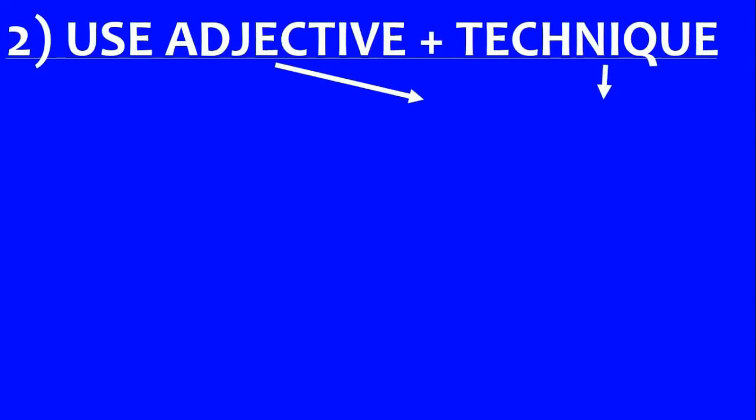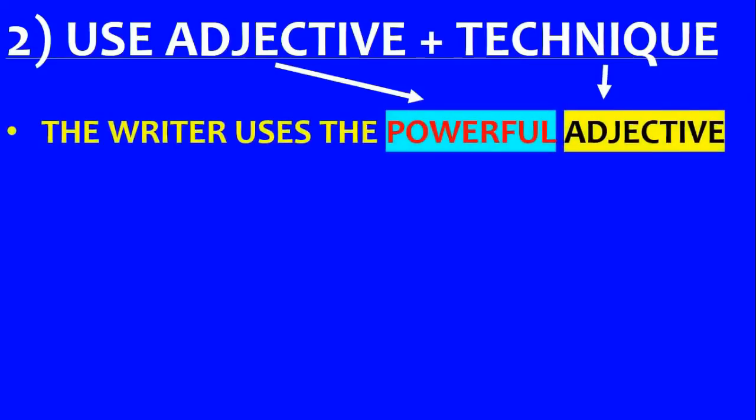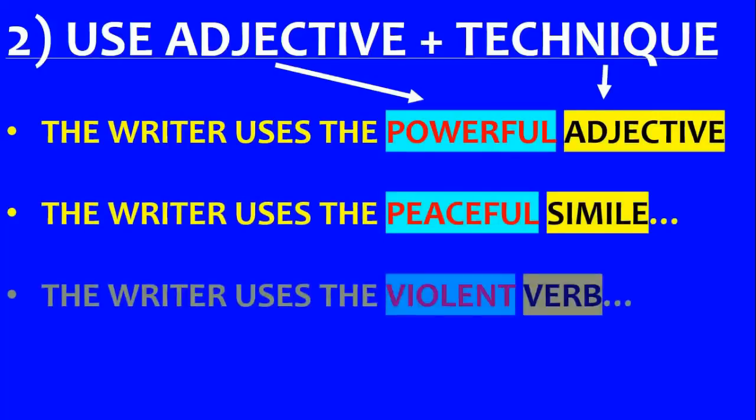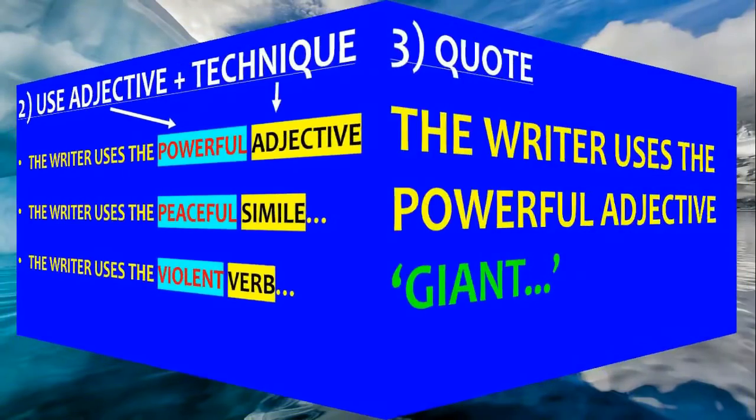So we're going to say what technique the writer does, and then maybe use an adjective just to describe it. So for example, the writer uses the powerful adjective. The writer uses the peaceful simile. The writer uses the violent verb. So the adjective is in the blue and the actual technique the writer does is in yellow. If you don't do the blue, it's not the end of the world, but we really do want to get that technique in there.